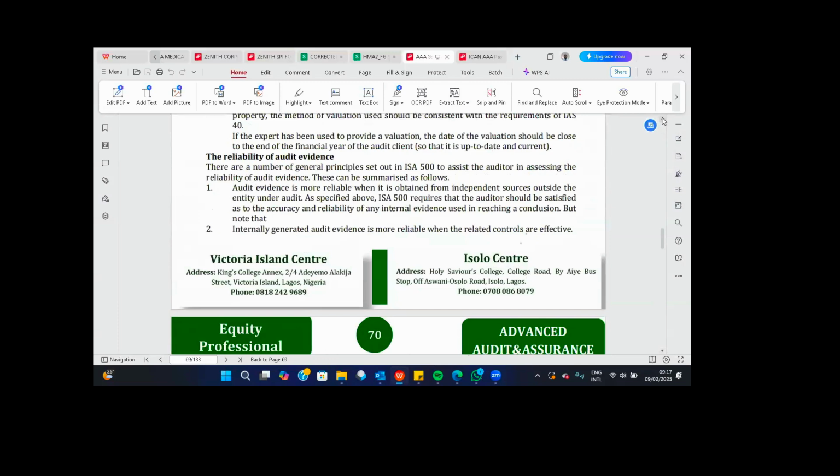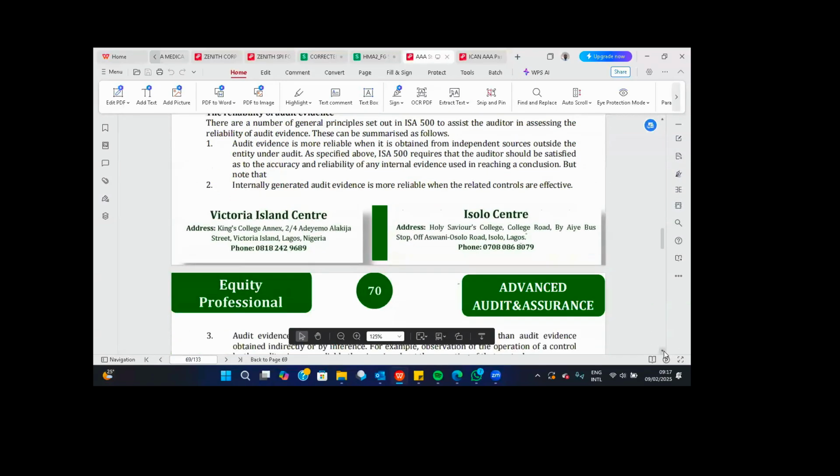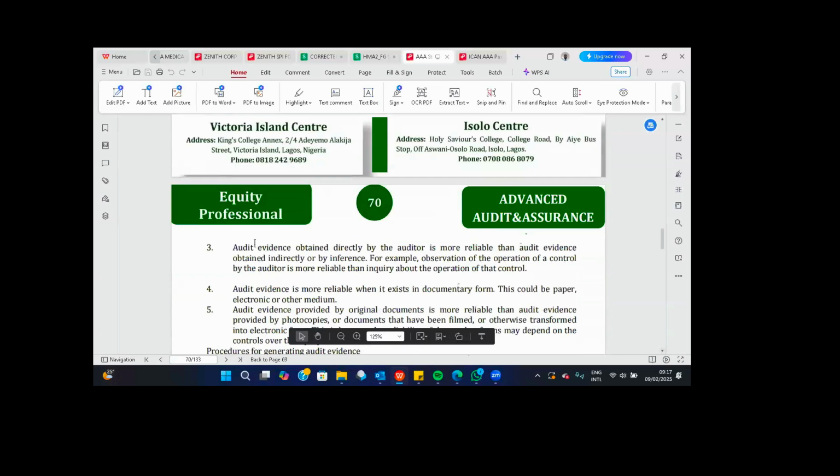Number 1, for you to be sure that the evidence is reliable, audit evidence obtained by the auditor is more reliable than audit evidence obtained by inference or indirectly. And the auditor that is doing the work, whatever information he obtained by himself is more reliable than any other information that is presented.